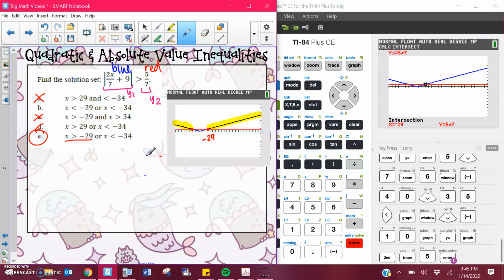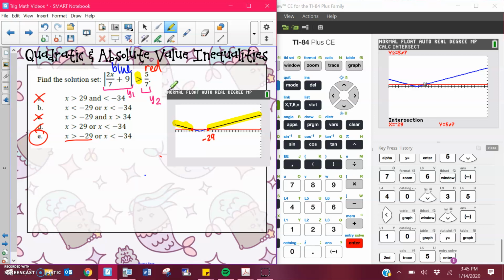Okay, so again, what we did here is we graphed this using the left side in y1, the right side in y2. I then looked and I saw, what am I looking for? Am I looking for above the lines or below the lines? So a greater than is going to be above, a less than is going to be below.